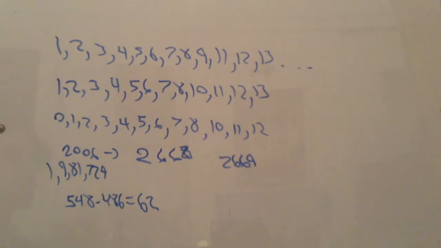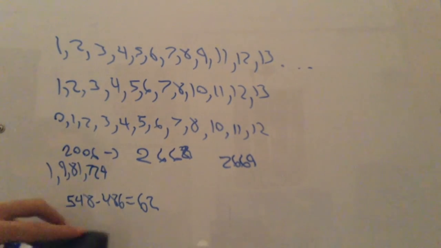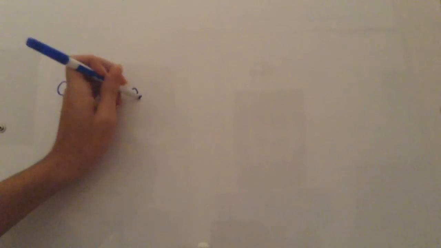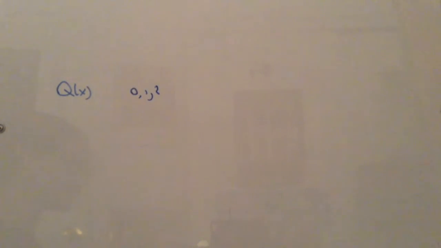How about one that came out just this year from the HMMT February tournament, the Algebra and Number Theory number 1. So we have a polynomial q of x, and all of its coefficients are integers, and they are greater than or equal to 0 but less than 3. So there's 0, 1, or 2.